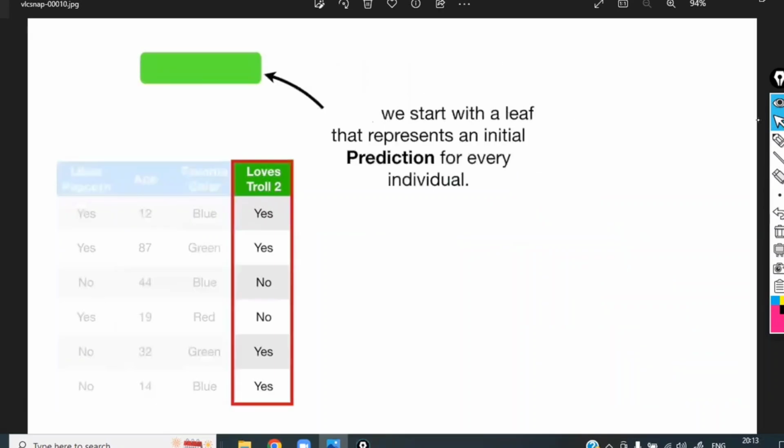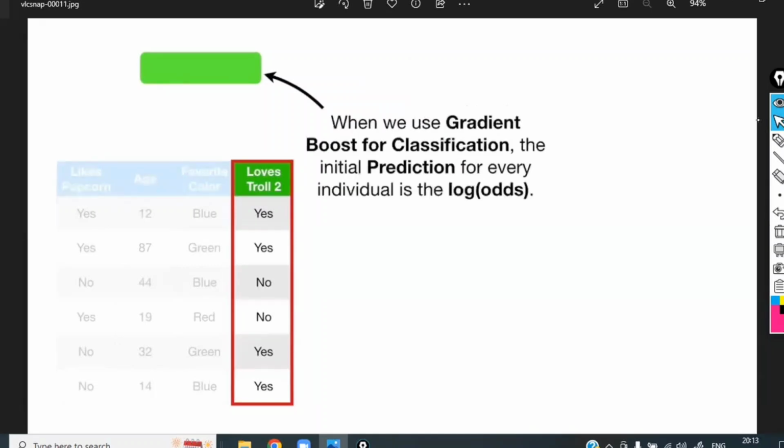Right? Now, let us start how the gradient boost works. First we have to take a single node. This is the first node. This node is the predicted value. We are assuming this is the answer directly. How is this answer calculated? The answer is the log of odds. This is your initial prediction. The output you are predicting is the log of odds.